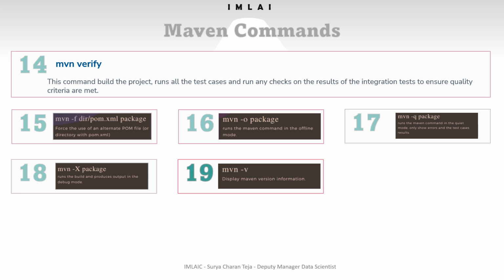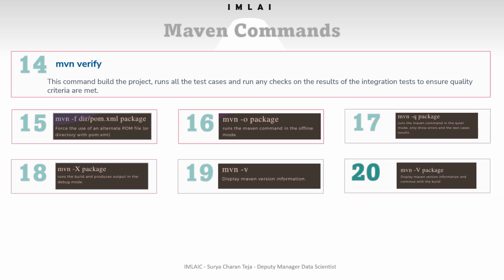Then we have mvn -v option. This is used to display the Maven version information. Then mvn capital -V package. This command prints the Maven version and then continues with the build. It's equivalent to the commands mvn -v; mvn package.